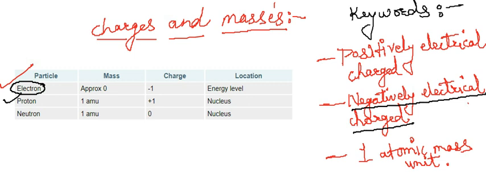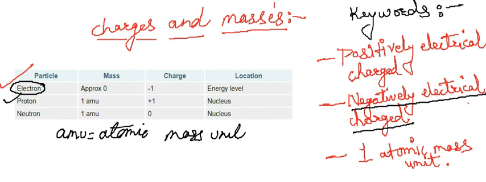All the particles in the atom are very light, so their mass is measured in atomic mass units. So this AMU is the atomic mass unit. Atomic mass unit is the unit of mass which we express in the atomic weight.